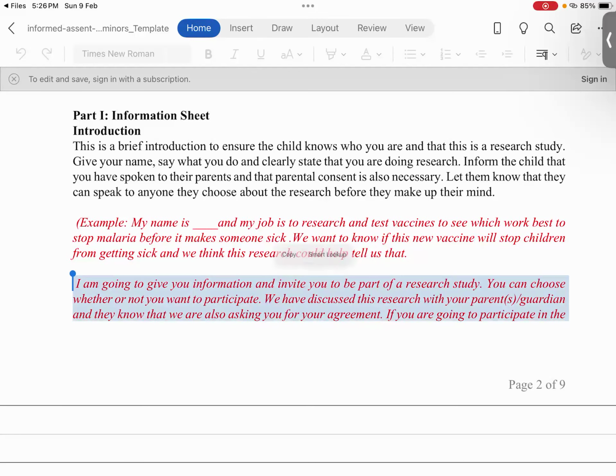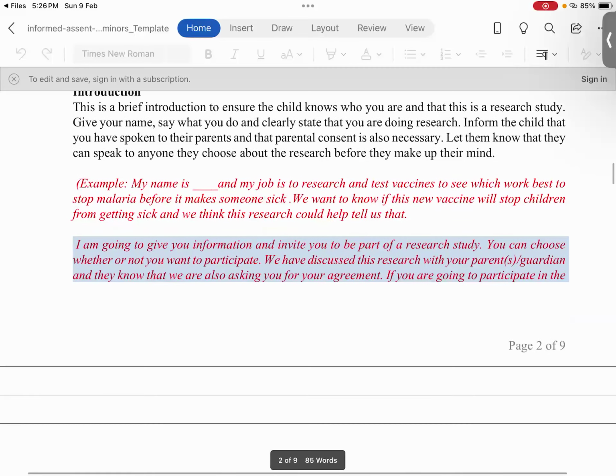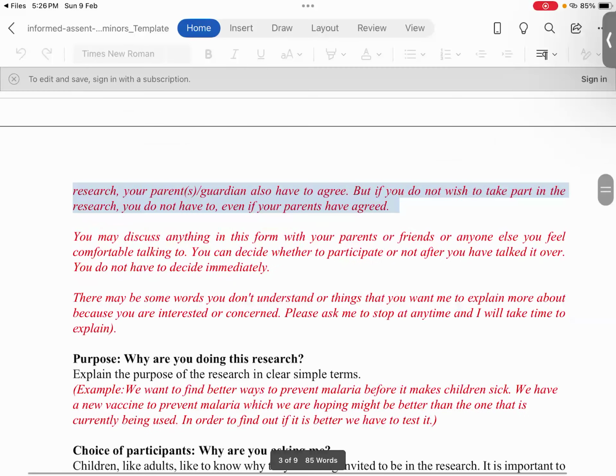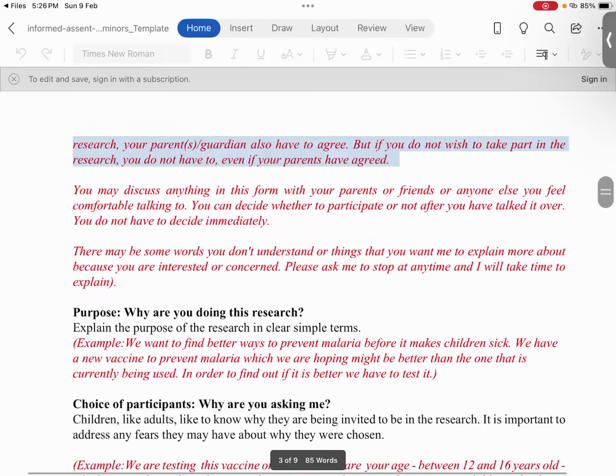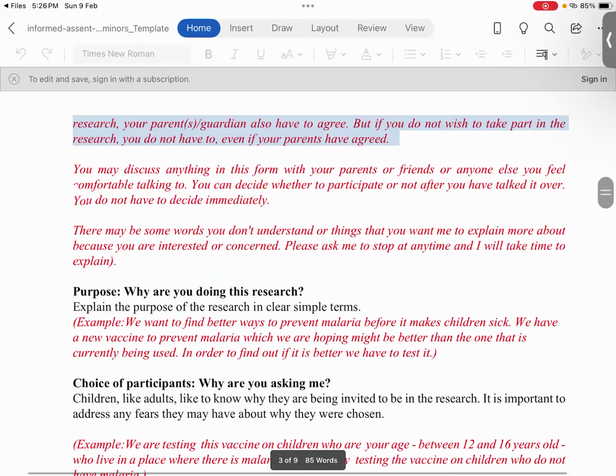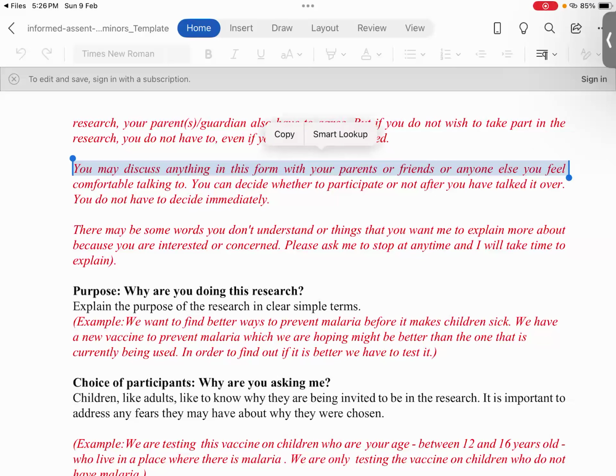Then again, the same standard text. I'm going to give you the information and invite you to participate in a research. You can choose whether to participate or not. The same that you are telling their parents. But here you are adding additional statements. You may discuss anything in this form with your parents, friends, or anyone else you feel comfortable with.